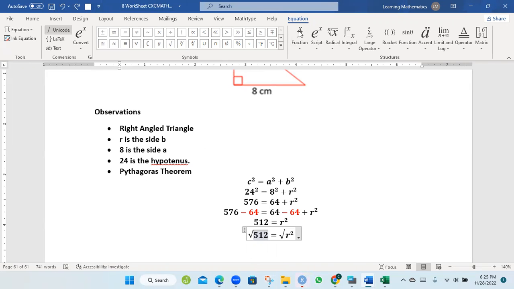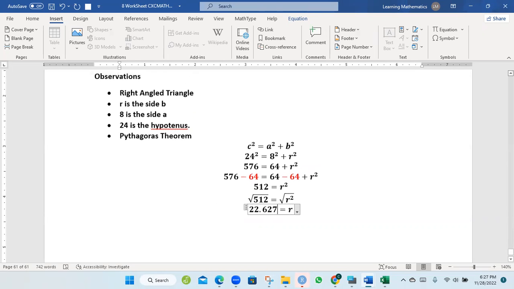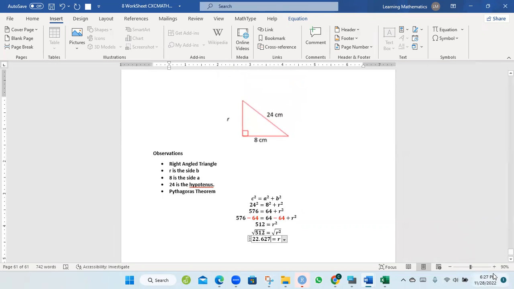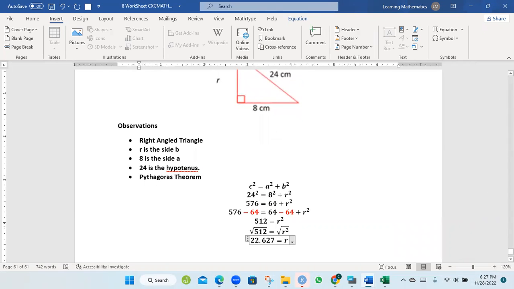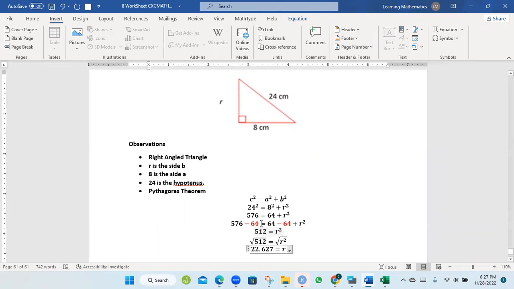r is equal to the square root of 512. We have to find the square root of 512. So r is equal to the square root of 512, which is 22.627 to 3 decimal places. So here's an example of how to use the Pythagorean theorem to solve for r, one of the sides that is not the hypotenuse. When you're solving for a side that is not the hypotenuse, you have to be subtracting, because the formula is made the subject for the hypotenuse. C squared is equal to A squared plus B squared.